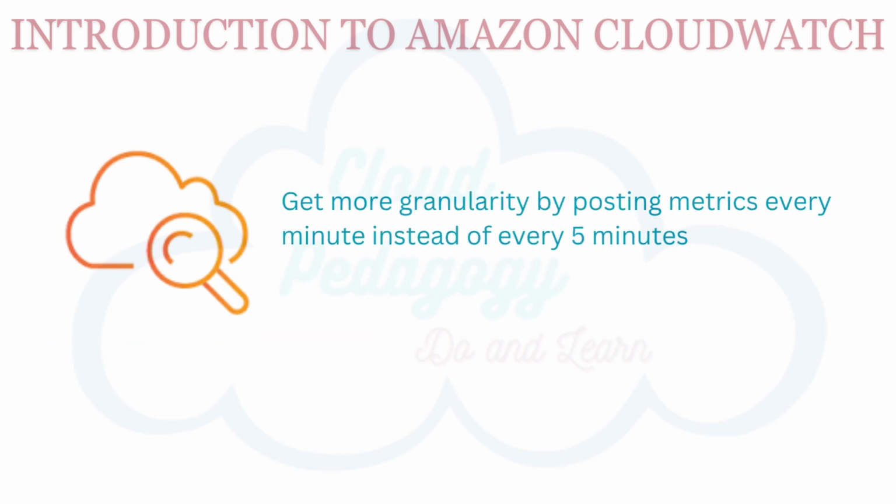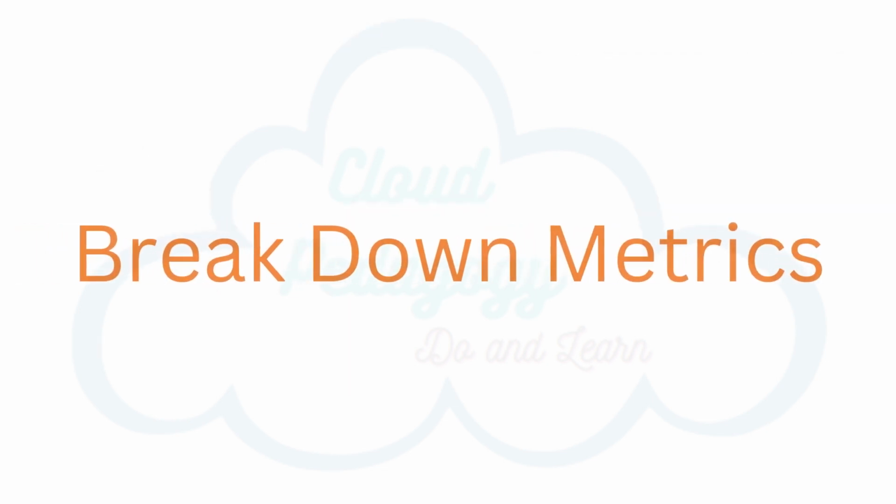For applications running on EC2 instances, you can get more granularity by posting metrics every minute instead of every 5 minutes using a feature like detailed monitoring. Detailed monitoring has an extra fee associated with it. We'll now break down the metrics.